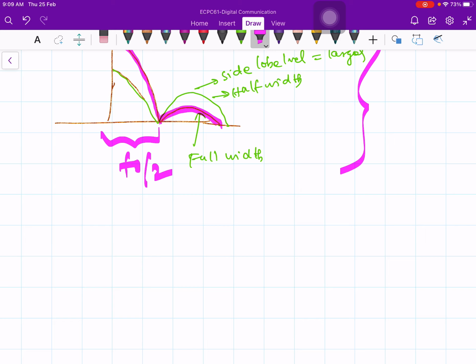So that's it as far as the spectrum of the duobinary coded signal is concerned. In the next lecture, let us discuss the duobinary scheme in some more detail: what are the advantages and disadvantages of this duobinary signaling scheme, and then we will continue from there onwards.